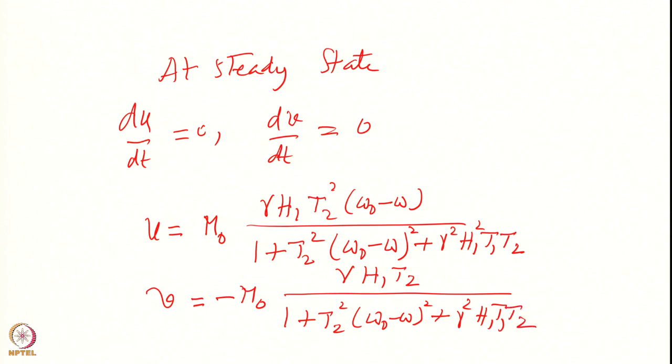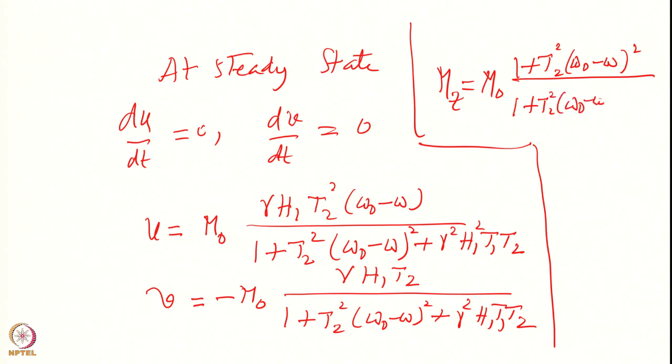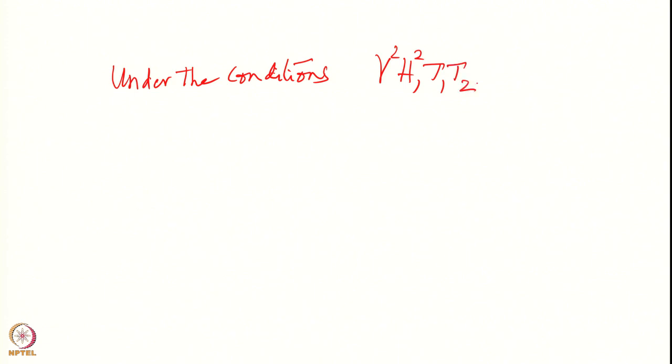And Mz, I will write the Mz here. Mz is equal to M0 times 1 plus T2 squared (omega naught minus omega) squared divided by the same term, 1 plus T2 squared (omega naught minus omega) squared plus gamma squared H1 squared T1 T2. The denominator is the same in all the cases. Under the conditions gamma squared H1 squared T1 T2 is far far less than 1, that is, this represents no saturation.